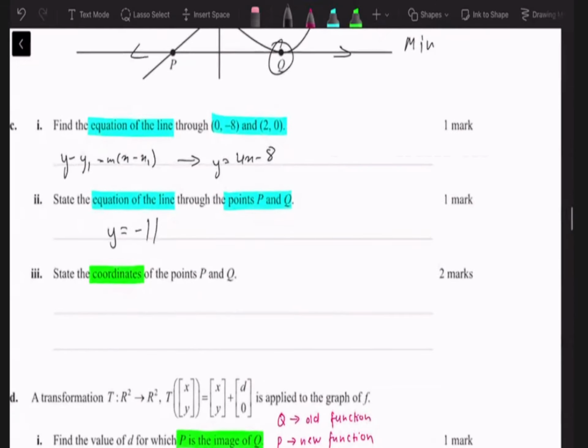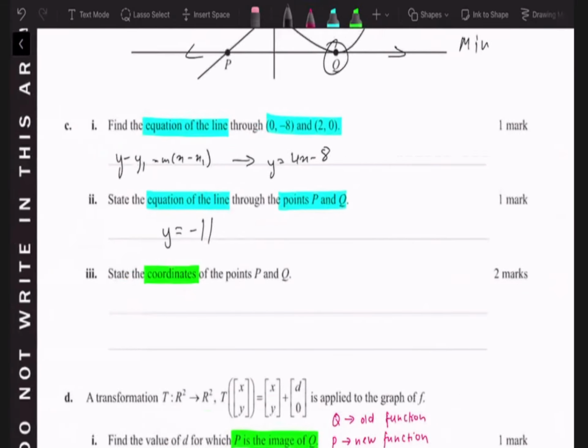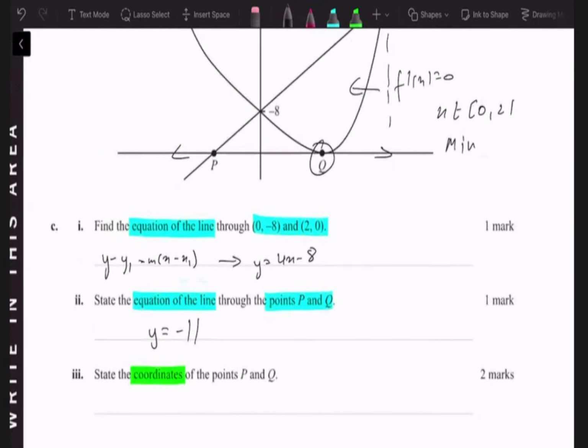Now state the coordinates of P and Q. Q you already have, because you would have figured it out while trying to find this answer.